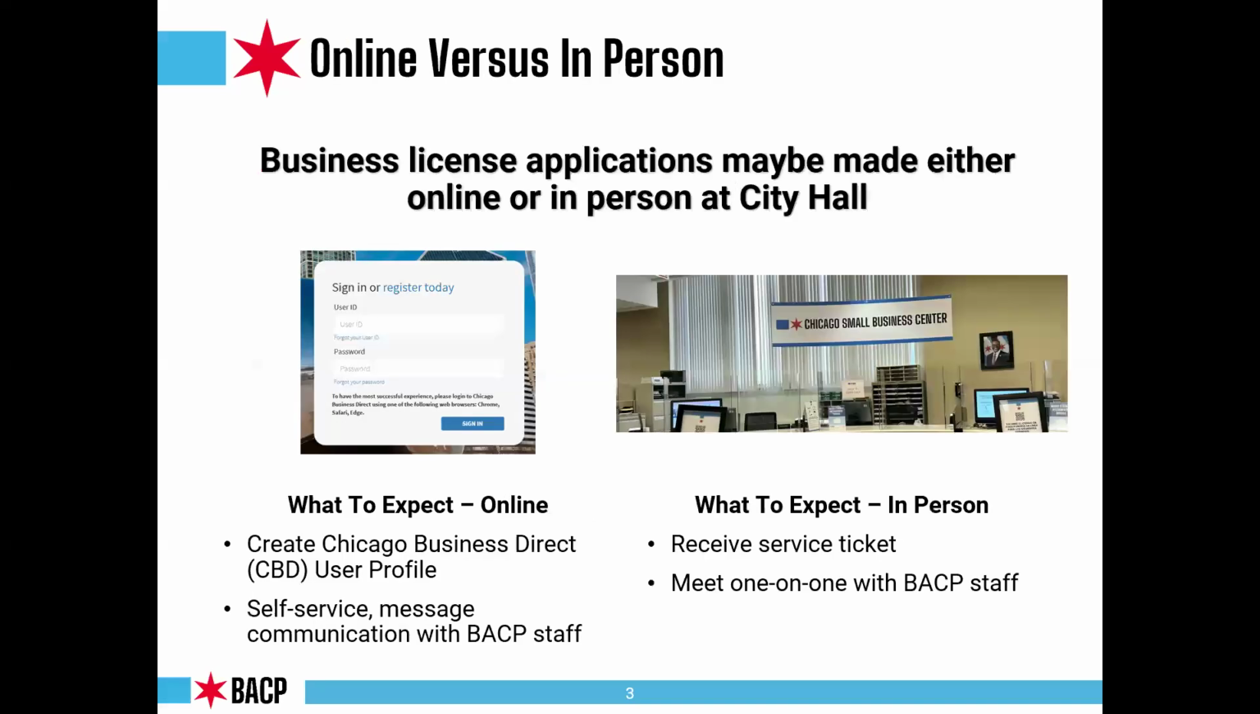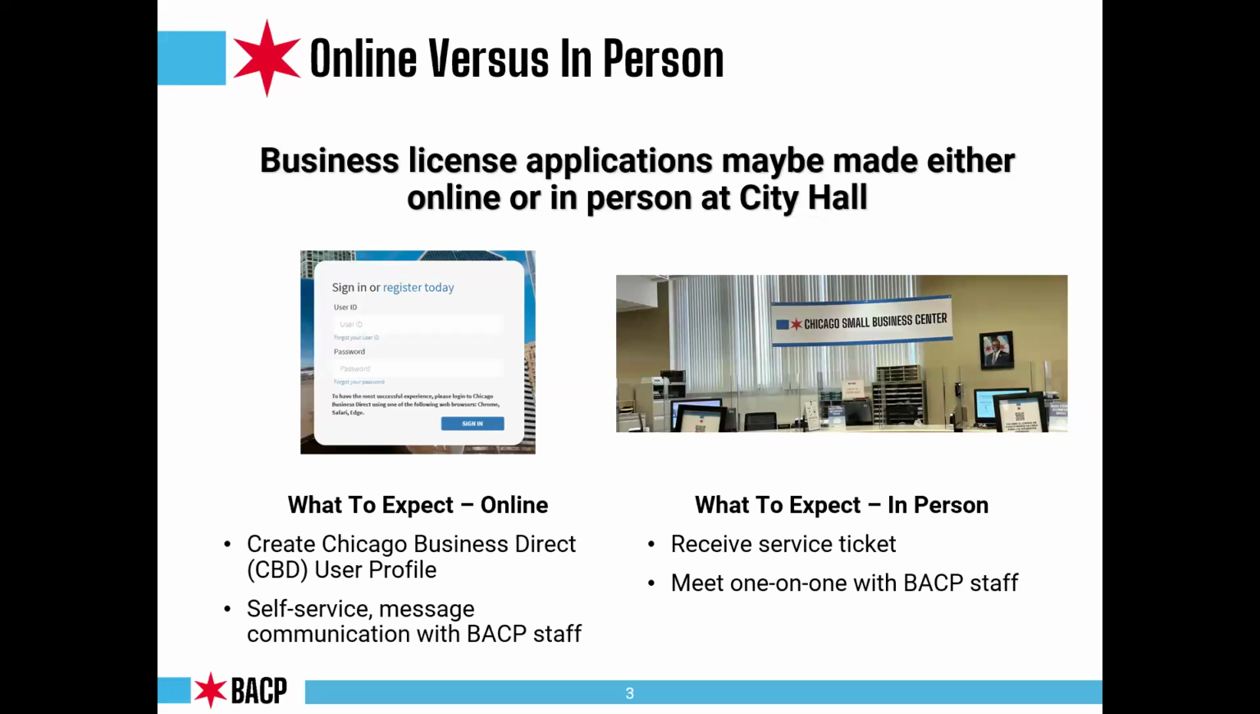And so to begin, submitting your business license application, either in person versus online. Applications to obtain a business license can be submitted via Chicago Business Direct or in person at City Hall. If you choose to pursue your business license online, you'll have to register. To do this, you'll visit chicago.gov/businessdirect. Once you're on that page, you'll need to create a profile.